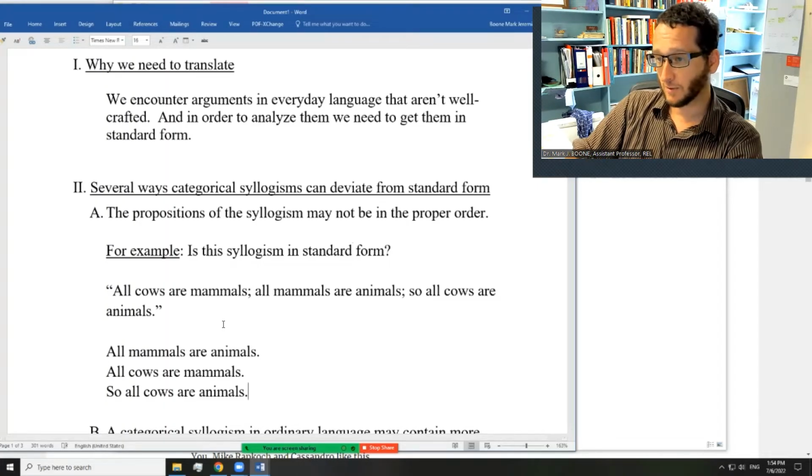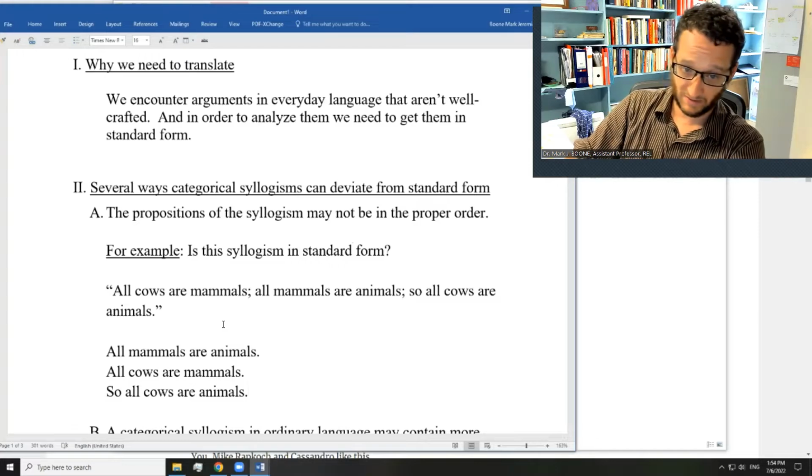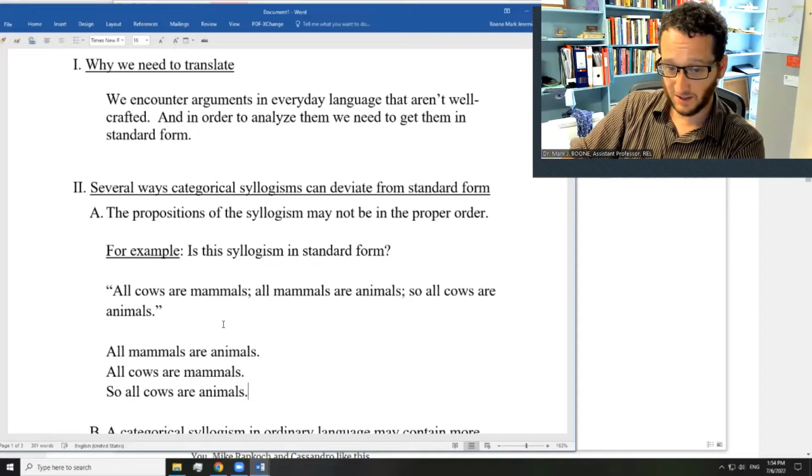The first term of the conclusion, being the minor term, which we normally symbolize with S, occurs in the second premise, being the minor premise. The minor premise being the one that has the minor term. The major premise occurs first. The major premise is the one with the major term. The major term is the second term of the conclusion. And then the middle term occurs once in each premise.